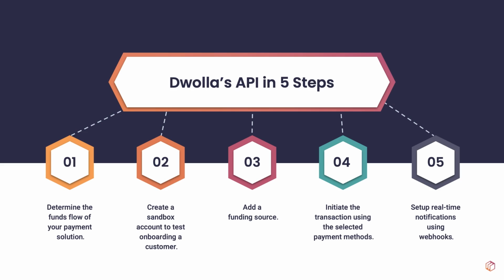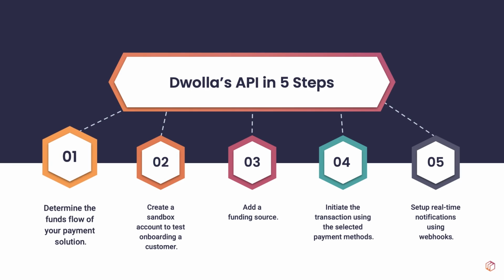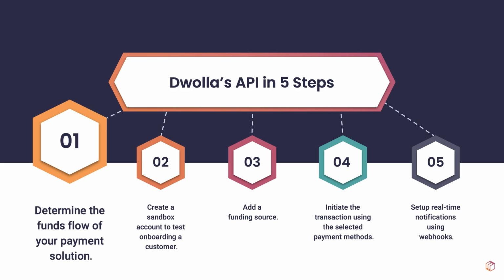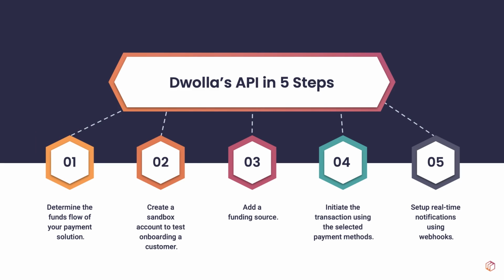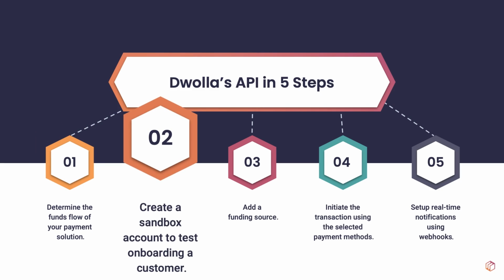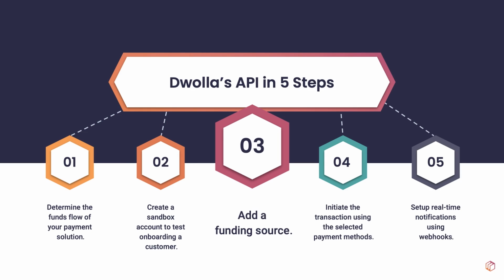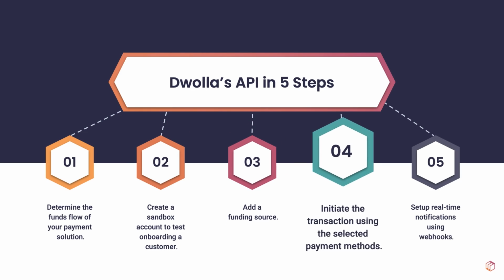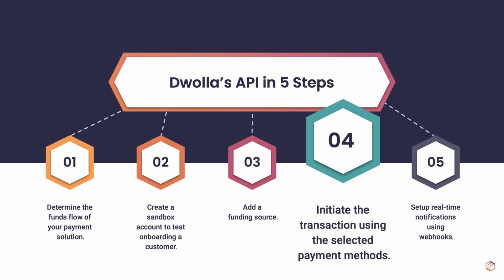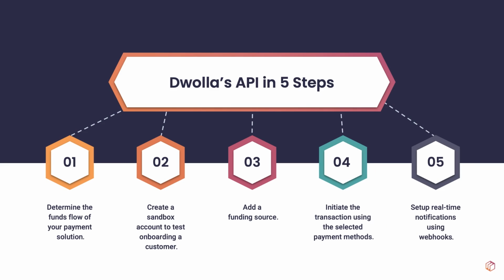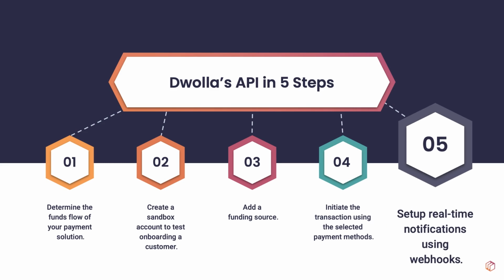So we've sent a payment with Dwolla's API in 5 steps. 1. Determine the funds flow of your payment solution. 2. Create a Sandbox account to test onboarding a customer. 3. Add a funding source. 4. Initiate the transaction using the selected payment methods. 5. Set up real-time notifications using webhooks.